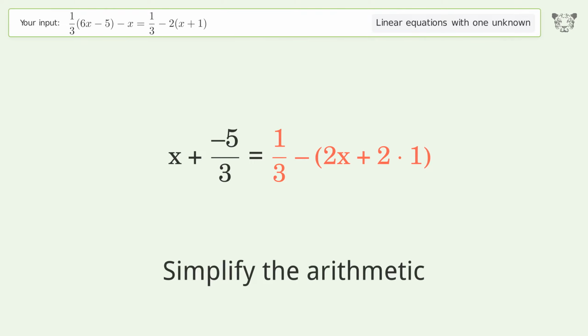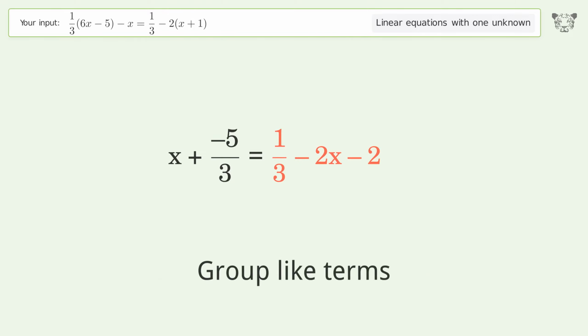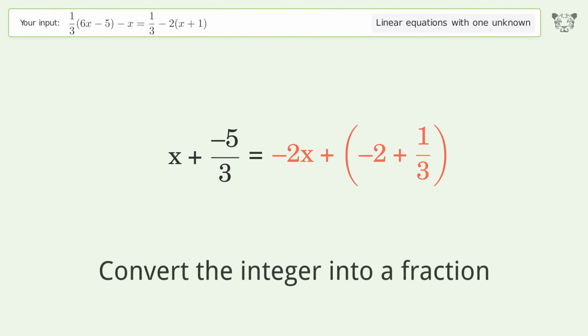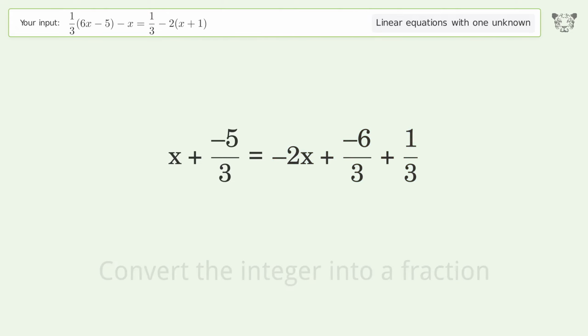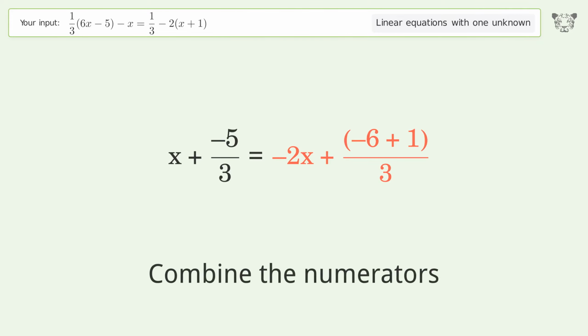Simplify the arithmetic. Expand the parentheses. Group like terms. Convert the integer into a fraction. Combine the fractions. Combine the numerators.